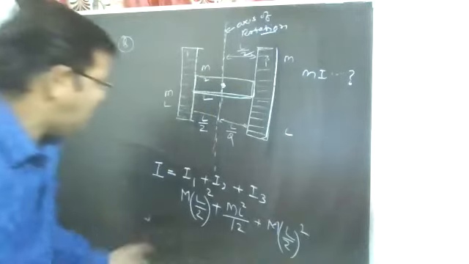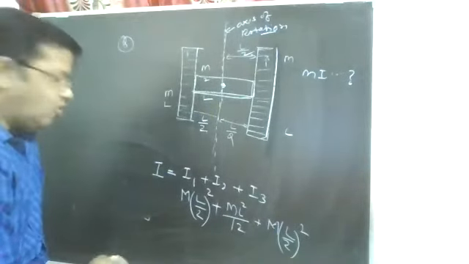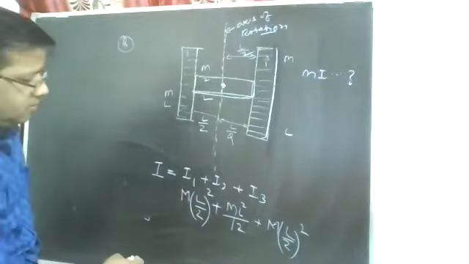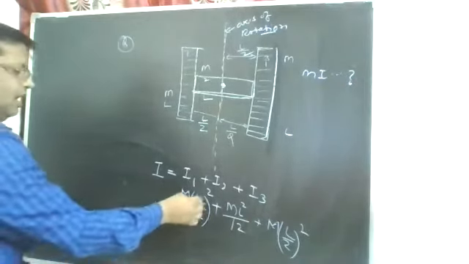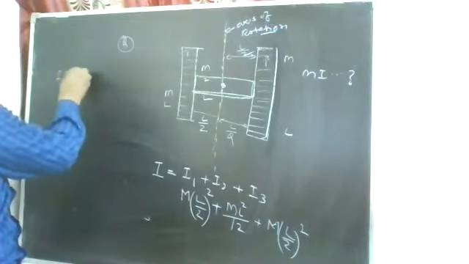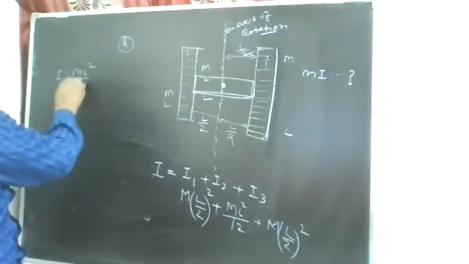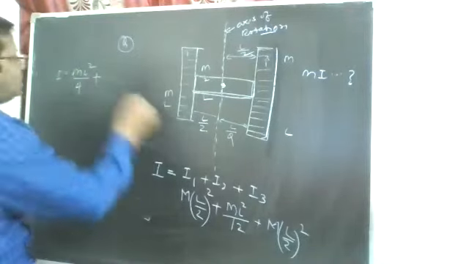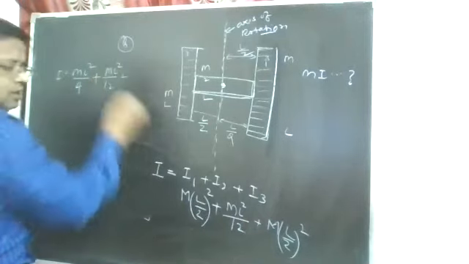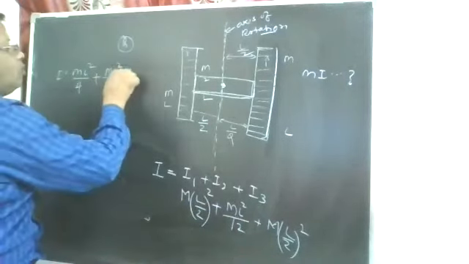So your answer will be, what is your answer? M L square by 4. So I is equal to ML square by 4 plus ML square by 12 plus ML square by 4.